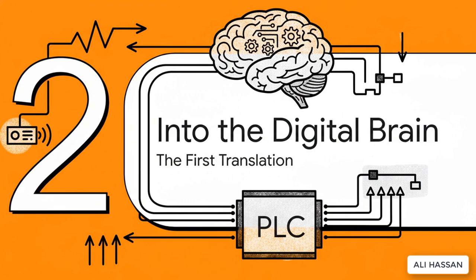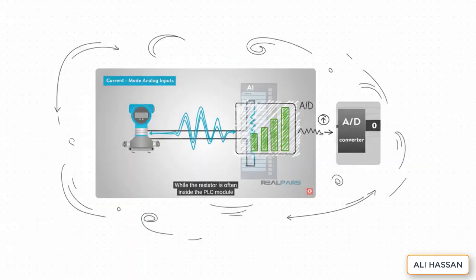All right, so now our measurement is an electrical current. Its next stop is the brain of the whole operation, the Programmable Logic Controller, or PLC. And inside this digital brain, the first and maybe the most important translation is about to happen. So, that 4 to 20 milliamp signal travels into the PLC's analog input. Now, inside, there's a crucial little piece of hardware called an analog-to-digital converter, and it gets right to work.